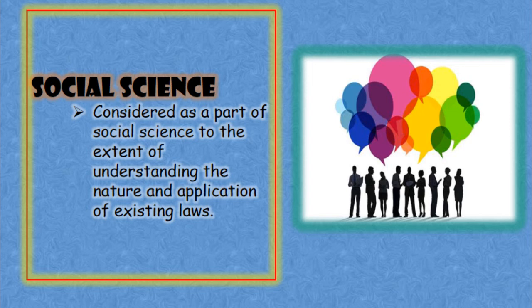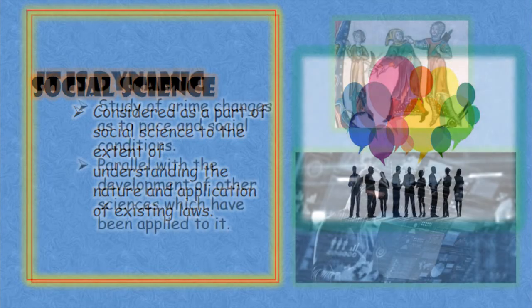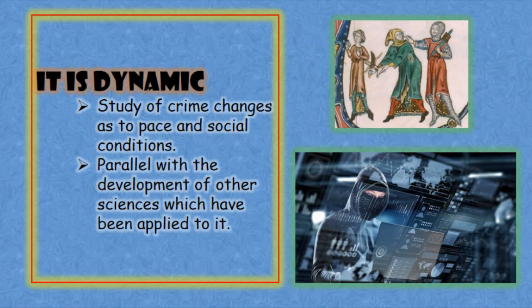Criminology is dynamic. Why did we say that criminology is dynamic? It says, the study of crime changes as to pace and social conditions. It is parallel with the development of other sciences which have been applied to it. There are traditional crimes, common crimes, or ancient crimes, and then we have modern crimes.